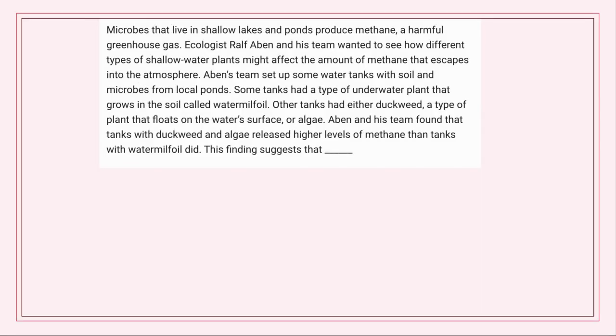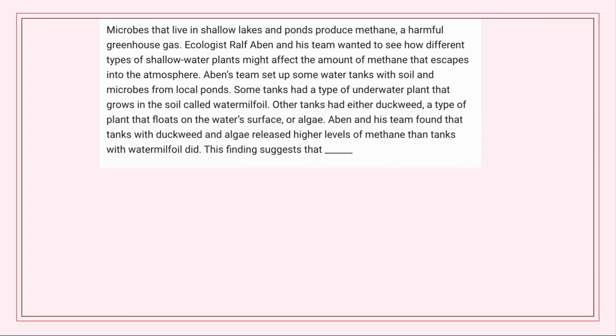All right, so let's read our first example. Microbes that live in shallow lakes and ponds produce methane, a harmful greenhouse gas. Ecologists wanted to see how different types of shallow water plants might affect the amount of methane that escapes into the atmosphere. Okay, so just to summarize that, these microbes live in water and they make methane, and then these people want to see how plants affect that amount of methane.